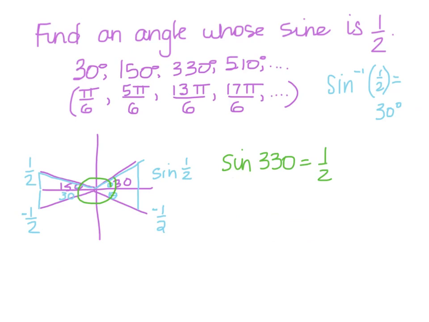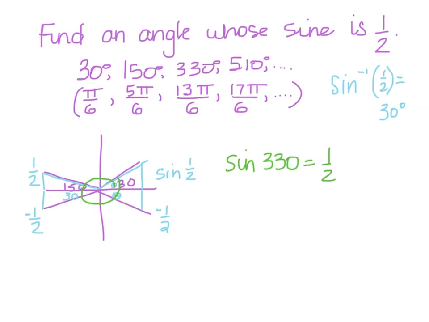So we were talking about quadrantals, and my quadrantals are all of these angles that end at an axis. So this would be 0 or 2 pi. This here is pi over 2 or 90. This is pi or 180, and this is 3 pi over 2 or 270. So notice I'm doing it in radians instead of degrees.